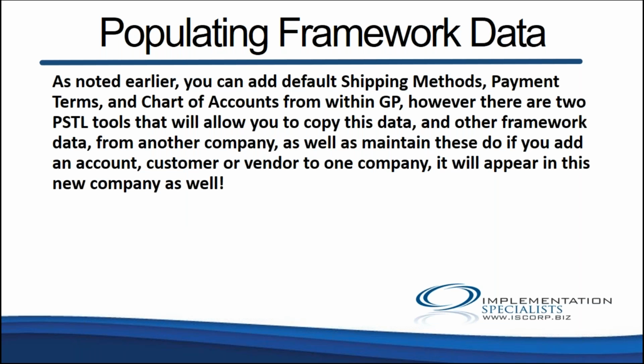All right, and then as noted earlier, you can add the default information within GP, but there are two Pistol tools that allow you to copy the data over. And then there's also one that if you want to maintain your list of accounts, customers, and vendors throughout all companies, technically it's 3 tools, but those 3 all basically launch the same one in GP. So when you create it in one, it automatically moves it over to the other, which is kind of nice if you want to keep that uniformity. That way you don't have to remember to go create the account in each separate company.